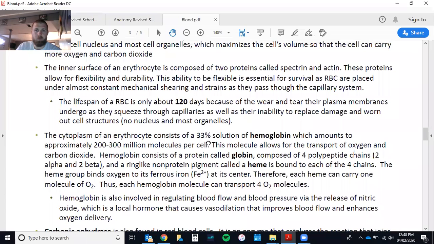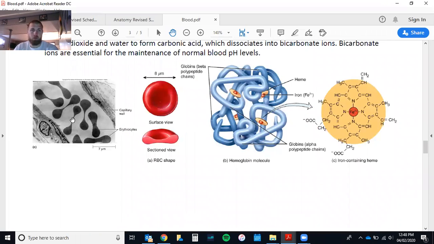Okay, so we were talking about spectrin and actin. These are on the inner surface of a red blood cell, and they allow for flexibility and durability, which is super important, as you can see right here. It allows them to bend and flex and twist as they push through our capillaries.